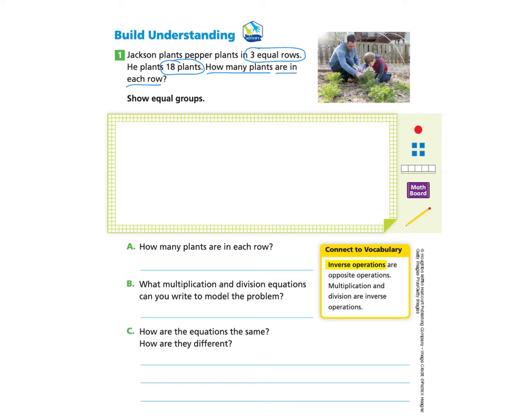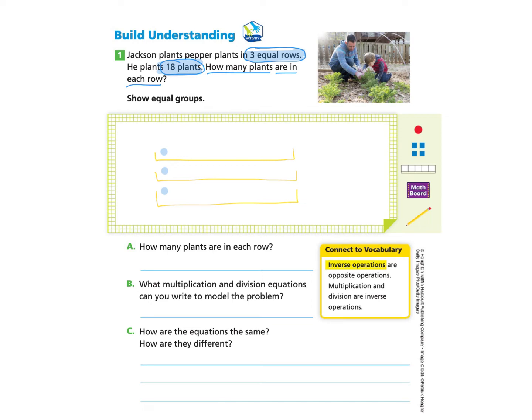Show equal groups. Let's review that information again. So there will be 3 equal rows, and we know there's a total of 18 plants. So we know that if we make an array, there will be 1, 2, 3 rows that are equal, and we're trying to find out how many are in each row. If you'd like to pause and try this on your own, you're welcome to do that and come back, or just follow along with me.